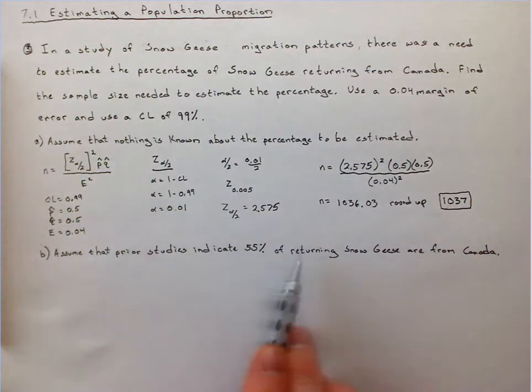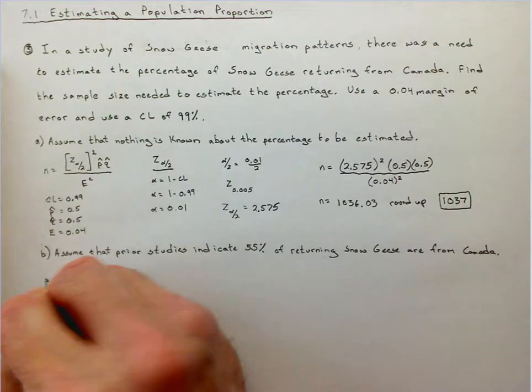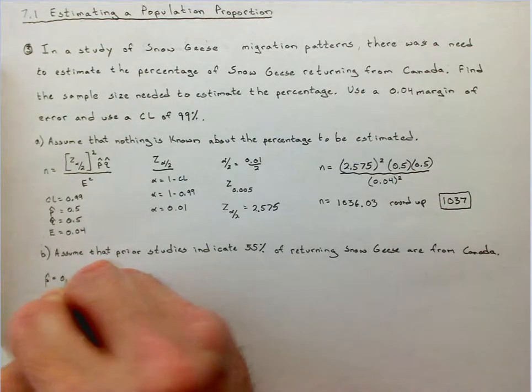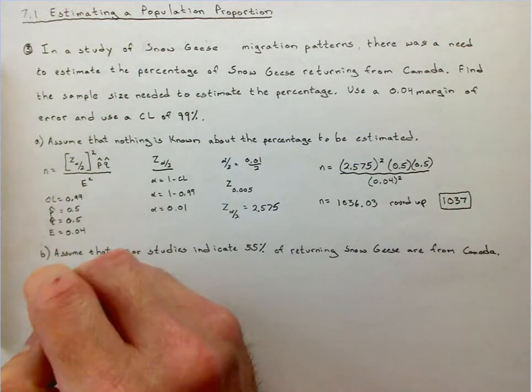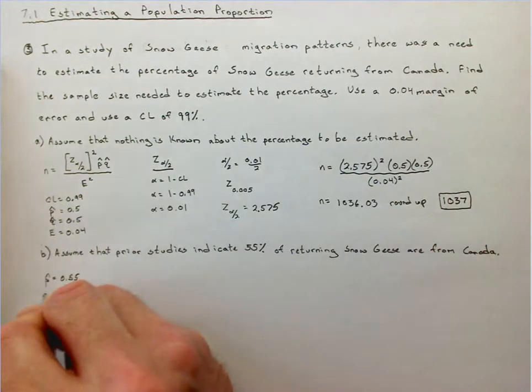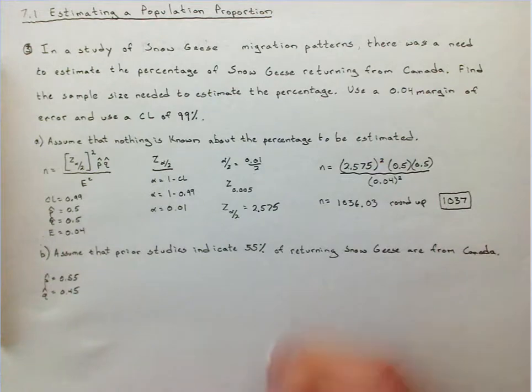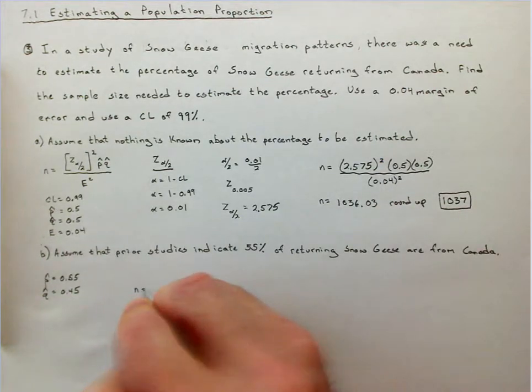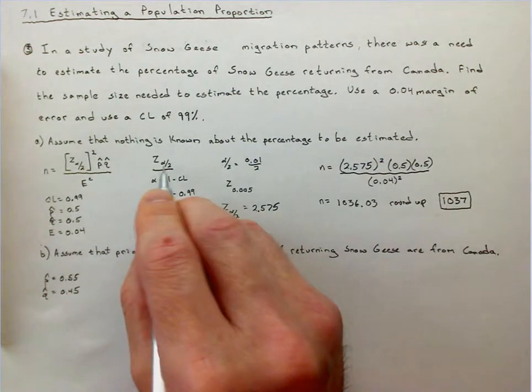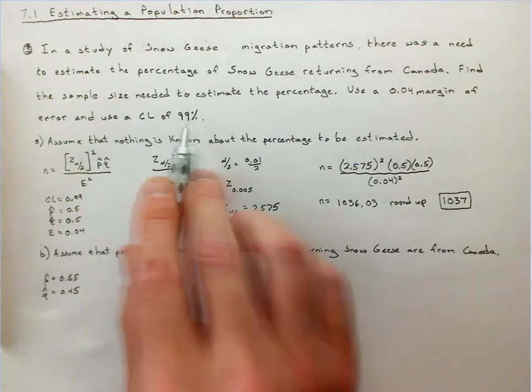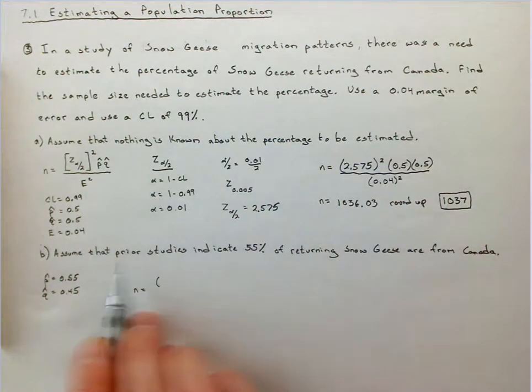And in the second part of the question, we've done everything. All that we're going to do is turn around and change our p hat to 0.55, and that changes our q hat to 0.45. And then we'll just plug into the formula again. I've already calculated z sub alpha divided by 2. My confidence level didn't change.